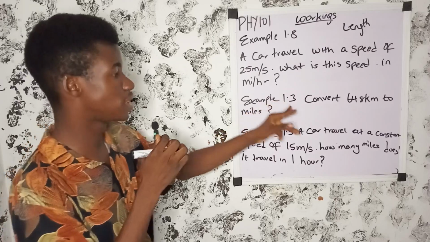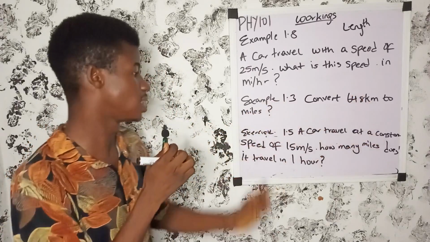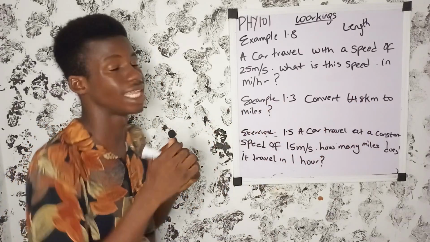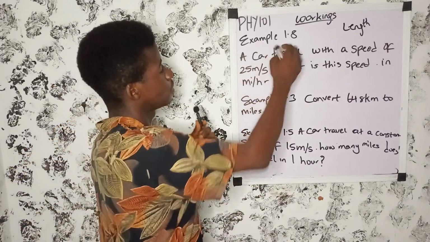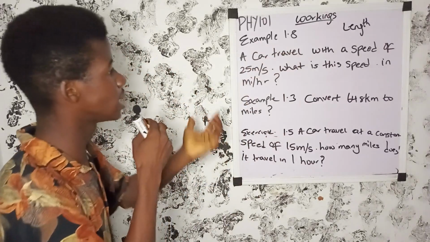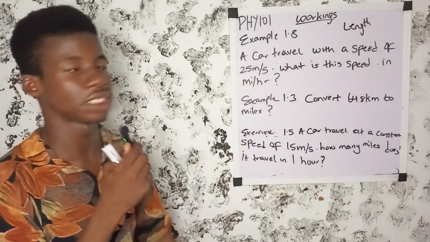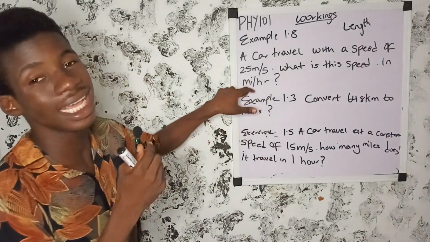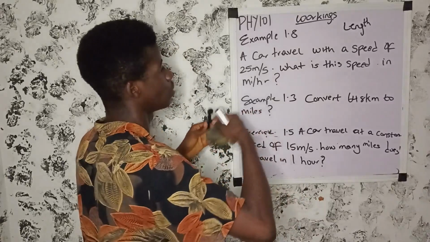Example 1.3 says convert 648 kilometers to miles. This exercise 1.5 is at the back of the textbook, the ending of chapter 1. Then example 1.8 is inside the textbook. They said a car travels with a speed of 25 meters per second. What is this speed in miles per hour? Okay, so let's start with this very first one.